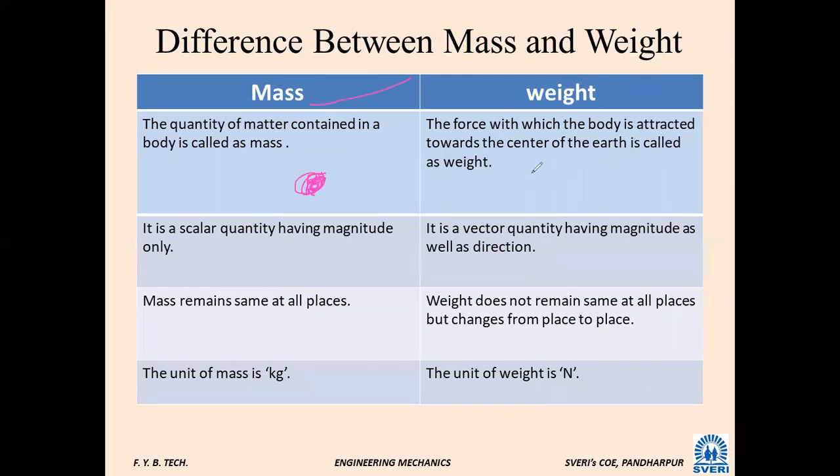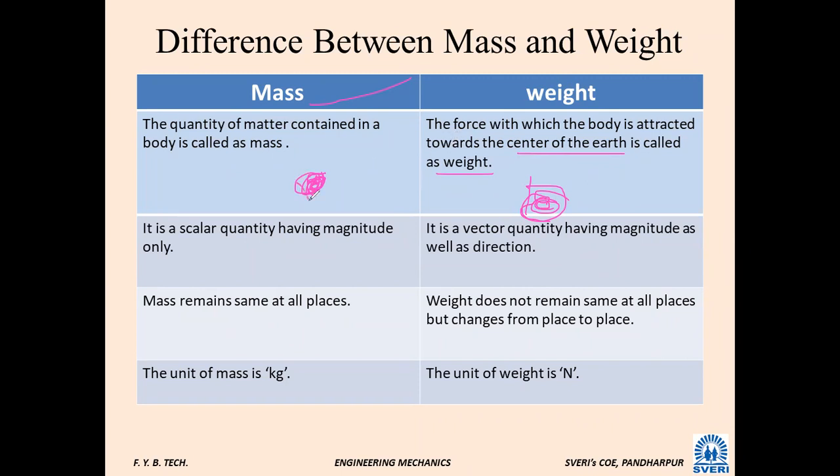What about the weight? If you consider a body, this is its mass, and the force with which the body is attracted towards the center of the earth is called weight. Weight is a kind of force. It is a force acting on the body, attracting it towards the center of the earth. Is it clear what mass is and what weight is?